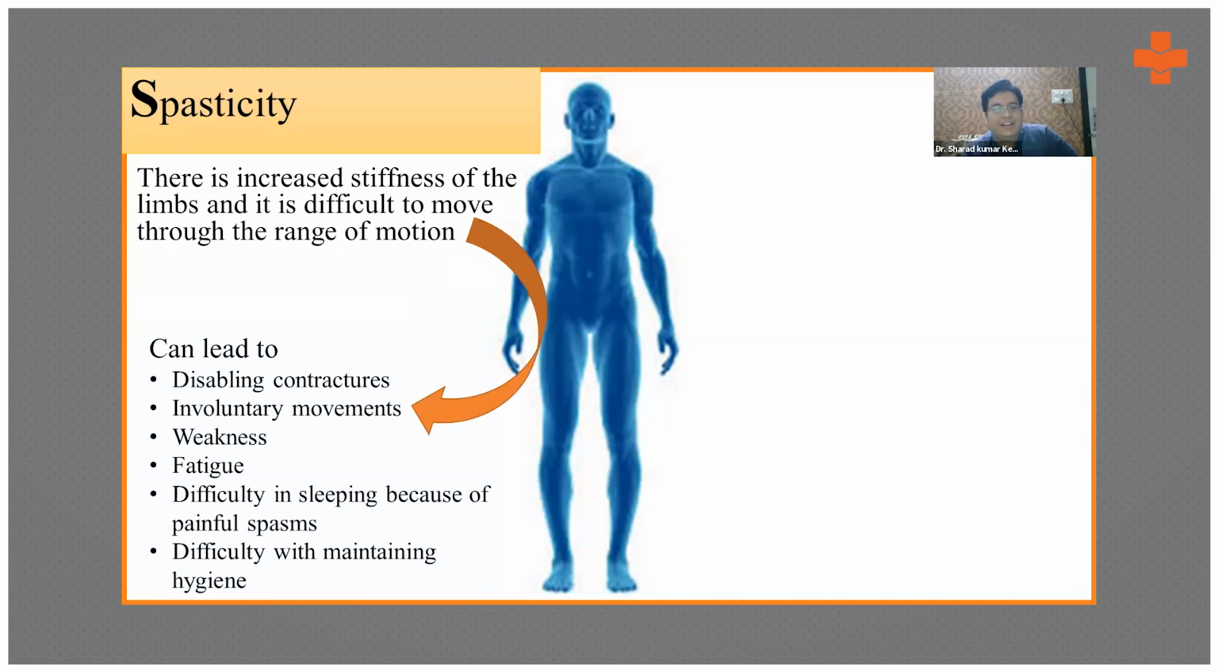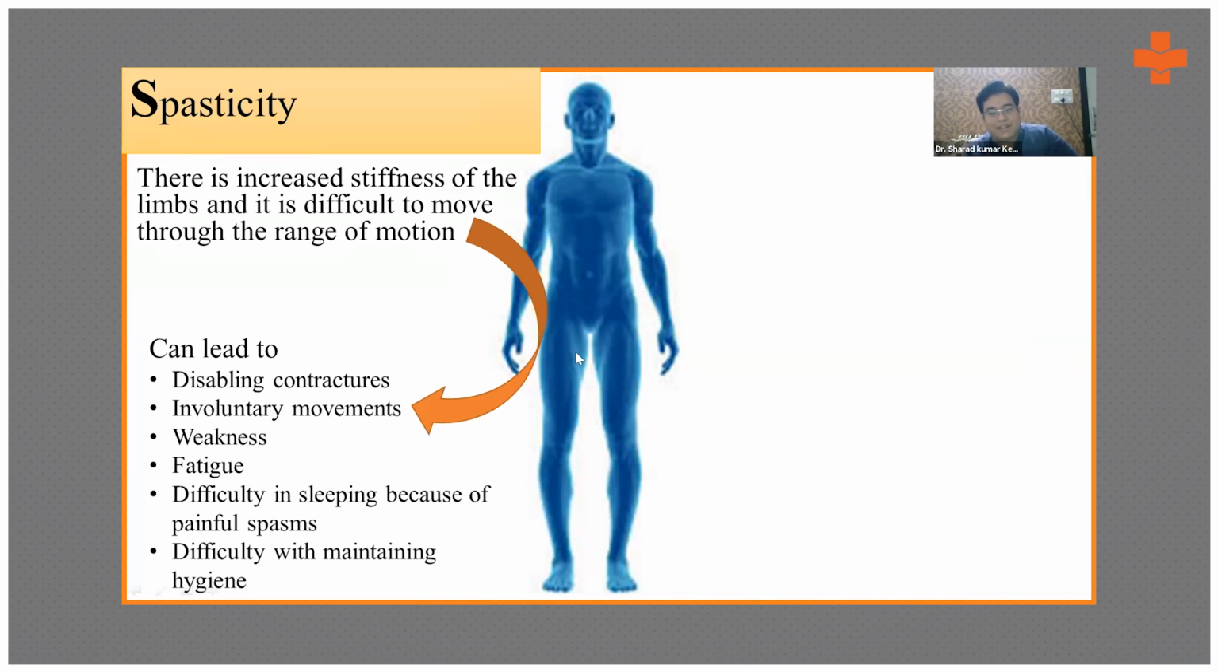So what can it lead to? It can be a disabling thing. It can lead to disabling contractures if the patient is in the same state for a prolonged time, or it can lead to involuntary movements also, weakness, fatigue. There can be difficulty in sleeping or painful spasms, and hygiene can be a difficult issue if the adductors are having increased spasticity.